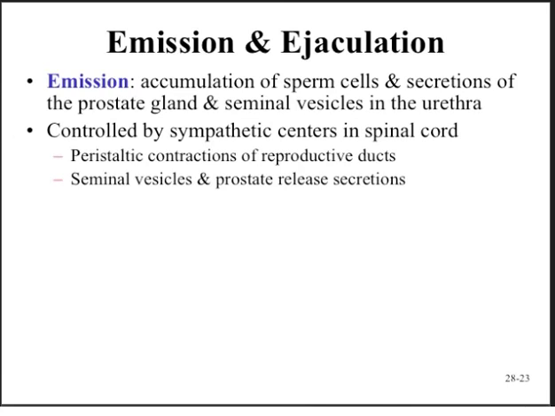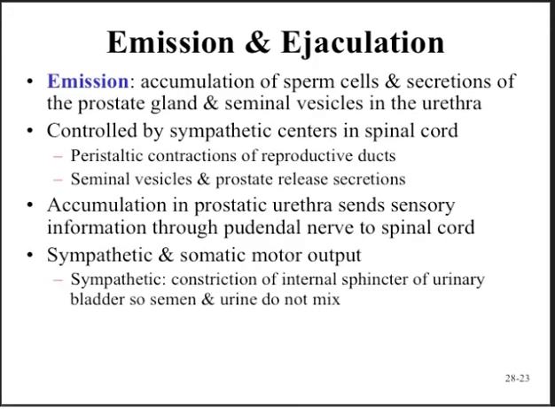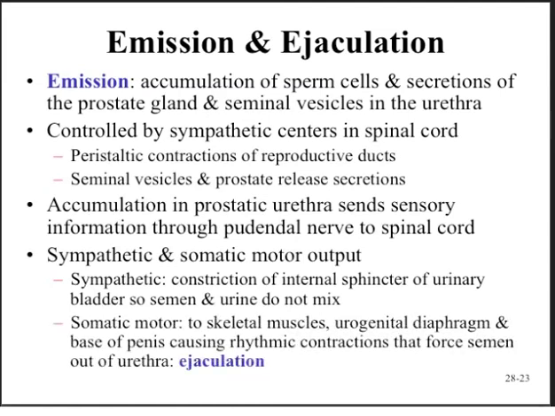Seminal vesicle and prostate secretions also are accelerated, and we see accumulation in the prostatic urethra, which sends sensory information through the pudendal nerve to the spinal cord, resulting in sympathetic and somatic motor output. The sympathetic output causes constriction of the internal sphincter of the urinary bladder so that the urine is held back while the semen exits via, again, the three portions of the urethra. Somatic motor inputs hit skeletal muscle in the urogenital diaphragm and the base of the penis, causing rhythmic contractions that help force the semen out of the urethra, and this is the act of ejaculation.